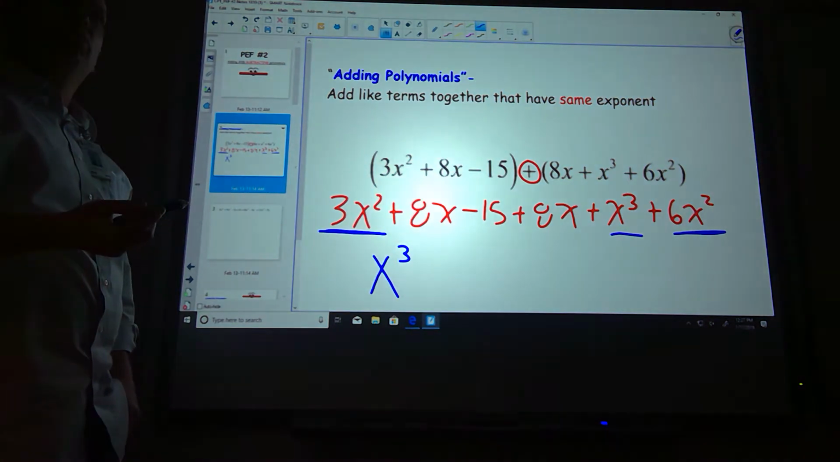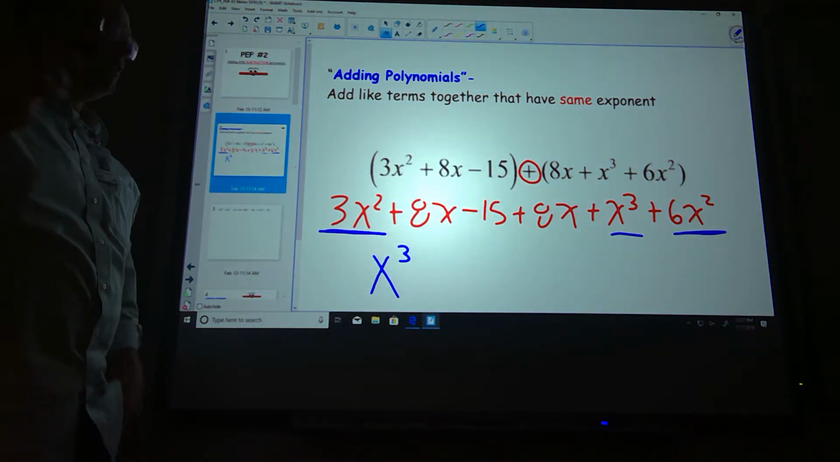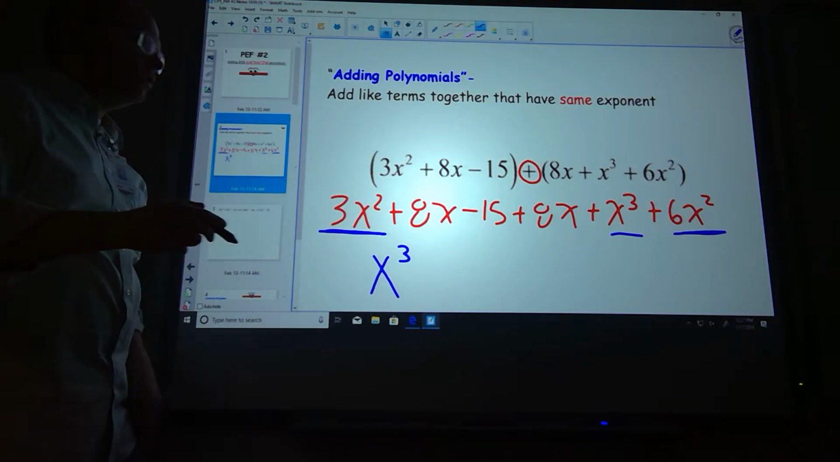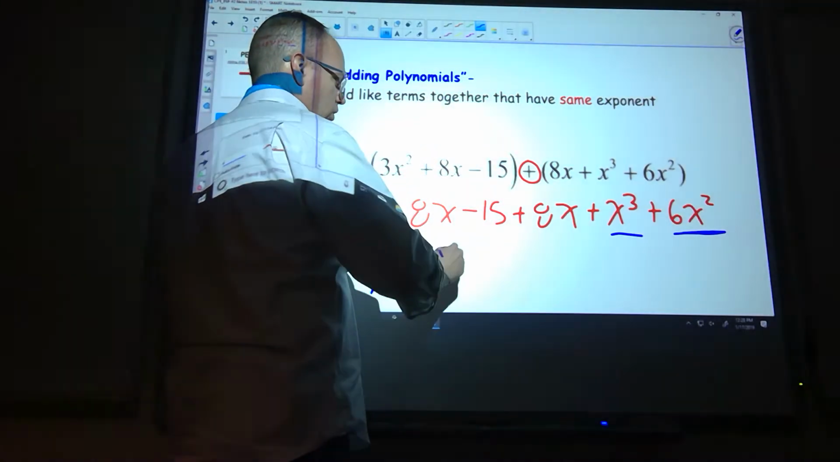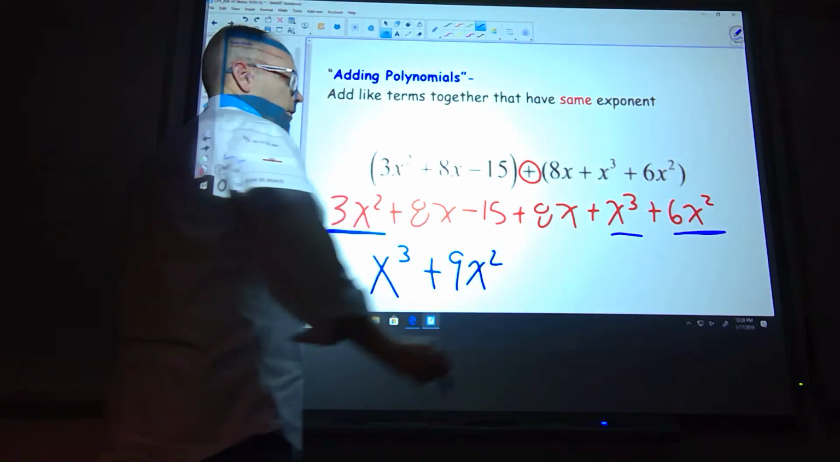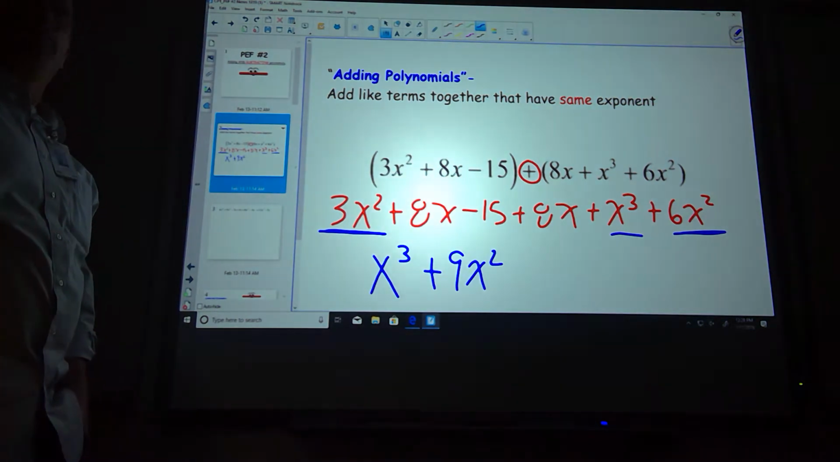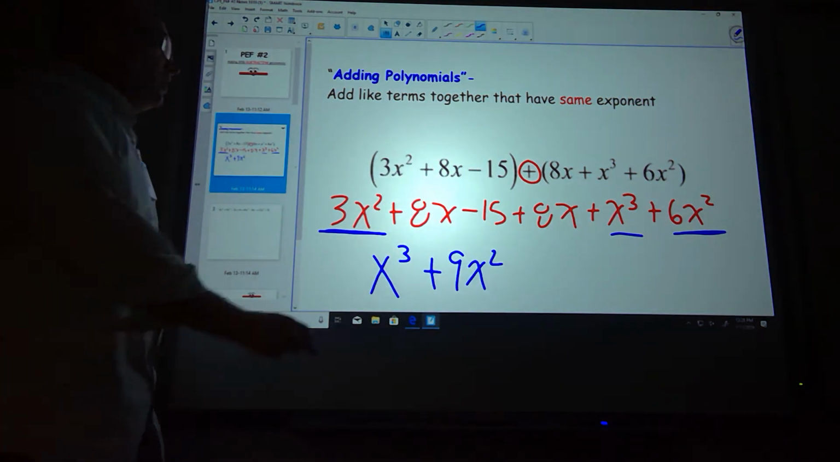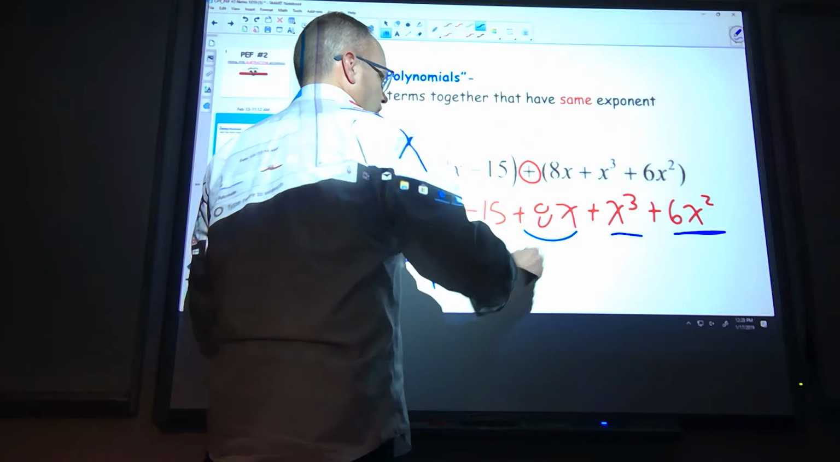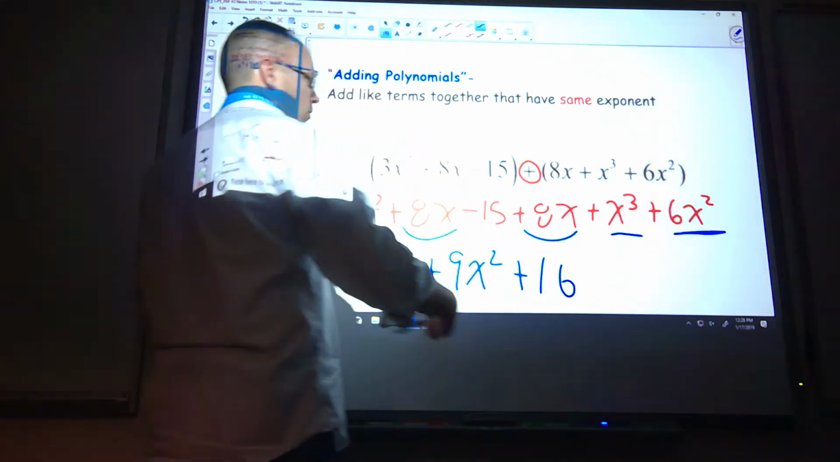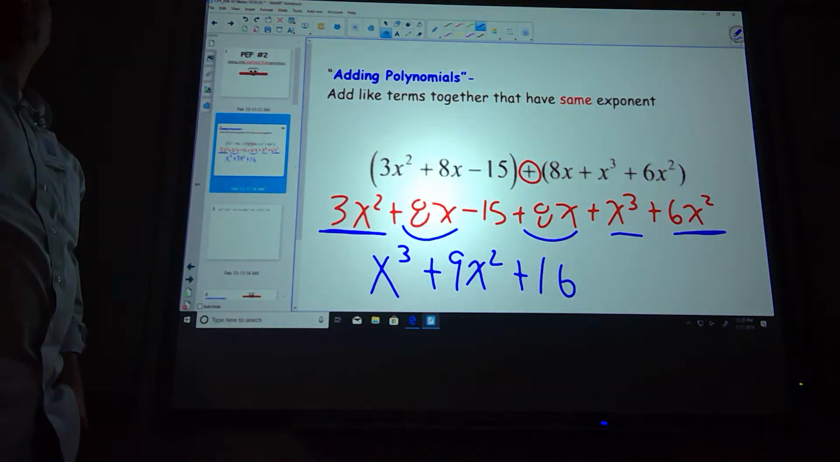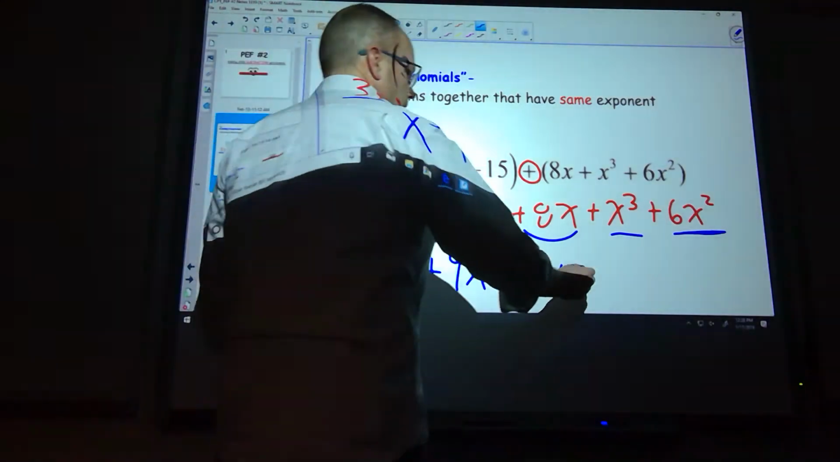9. I have 3 of these and I have 6 of those. So I have a total of 9x squareds. Is that okay? Is that cool? And then I have my x's. How many? I got 16 of those x's. And then do I have anything left I should write down? Negative 15. Yeah, negative 15 is my constant.